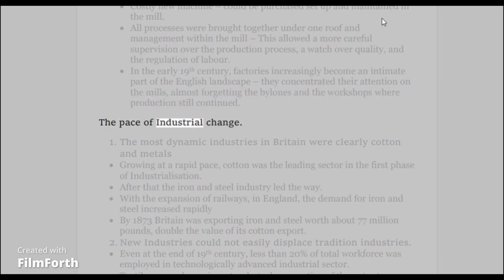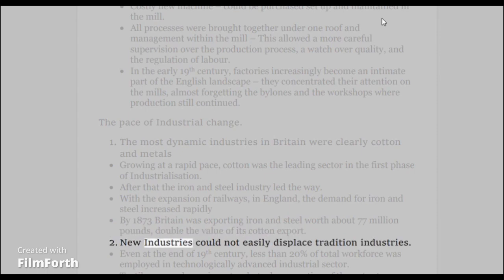The pace of industrial change. 1. The most dynamic industries in Britain were clearly cotton and metals. Growing at a rapid pace, cotton was the leading sector in the first phase of industrialization. After that, the iron and steel industry led the way. With the expansion of railways in England, the demand for iron and steel increased rapidly. By 1873, Britain was exporting iron and steel worth about 77 million pounds, double the value of its cotton export.